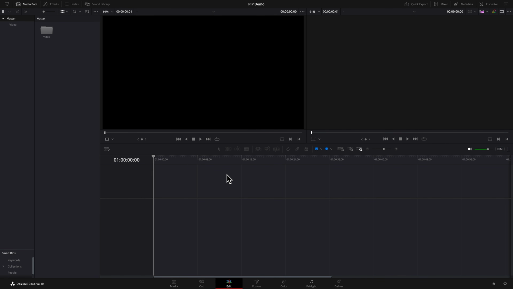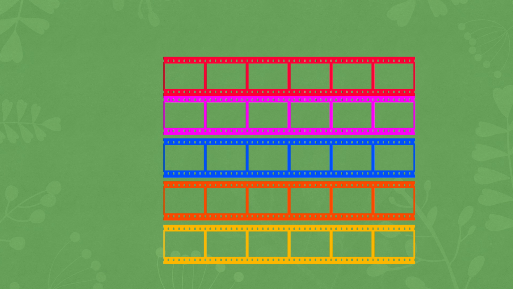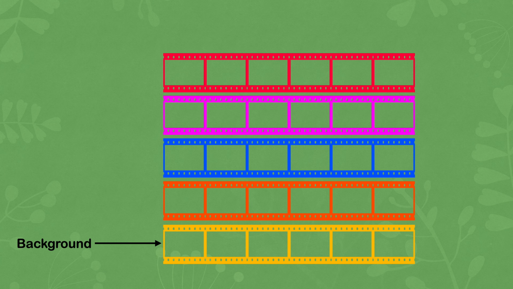The first thing is to decide how many tiles or picture-in-pictures you need. For each tile, you'll need a separate clip. So if you decide on 4 tiles or picture-in-pictures, you'll need 4 separate clips. And on top of that, you'll need a clip to serve as the background. These clips will have to be stacked on top of each other in the timeline, with the clip serving as the background at the bottom. The video collage effect will be applied to each clip except the background clip.